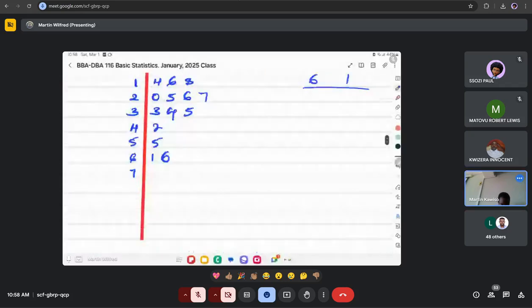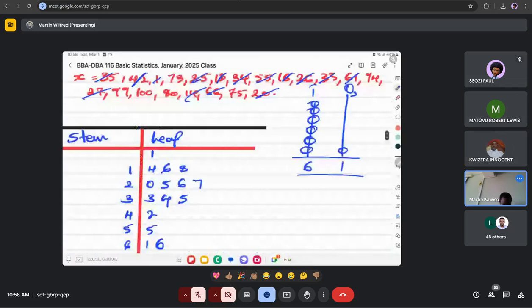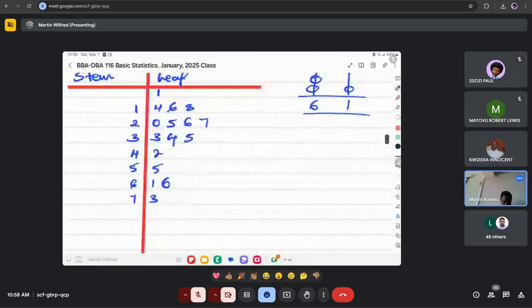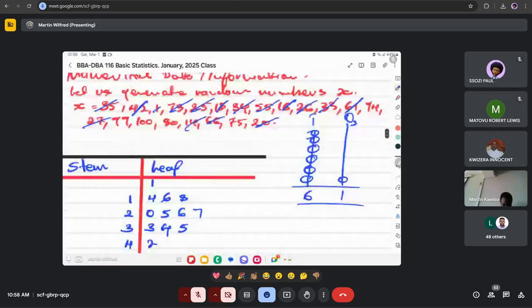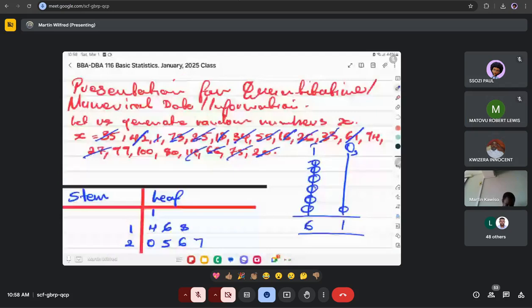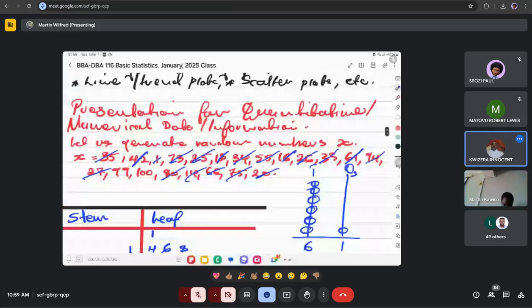Next smallest, 75. Next smallest, 80. Next smallest, 94. Next smallest, 99. Next smallest, 100.